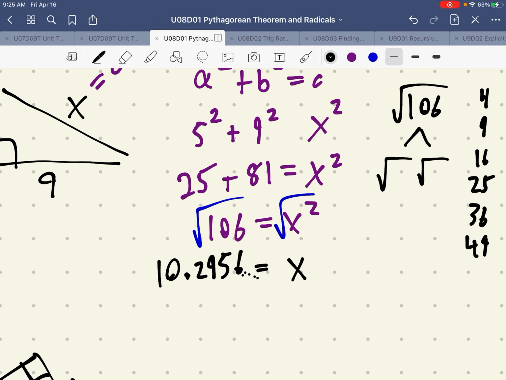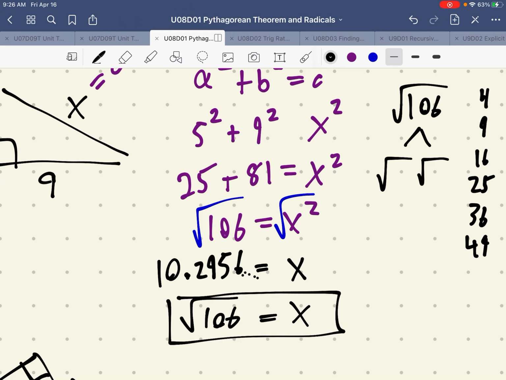So 106 divided by 4 is equal to 26.5, which means it doesn't divide evenly. 106 divided by 9 is equal to 11.7, which doesn't divide evenly. And I guess any other number bigger than that would probably not make sense to check. So this one probably does not simplify any further. So x equals radical 106 is probably considered the best answer for this problem.